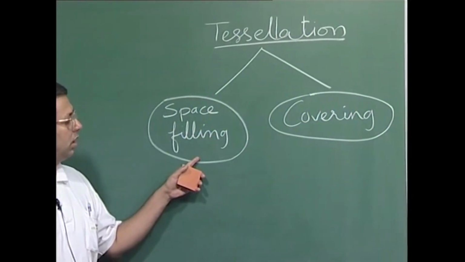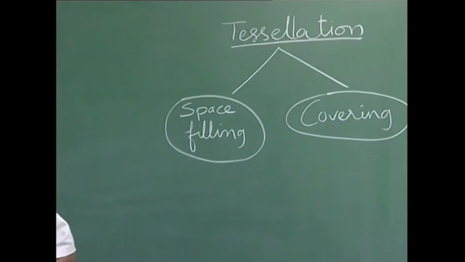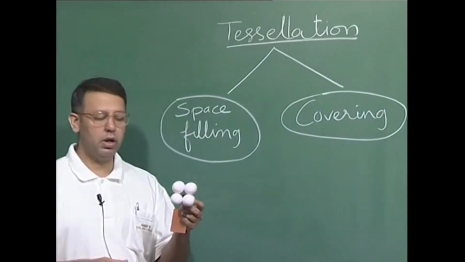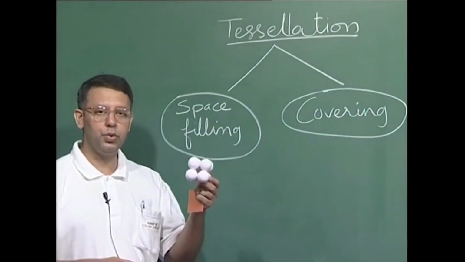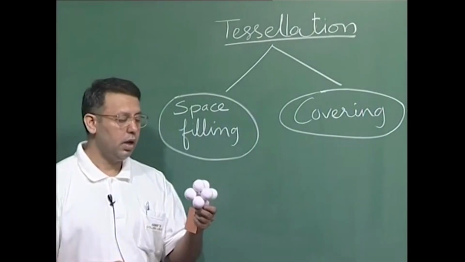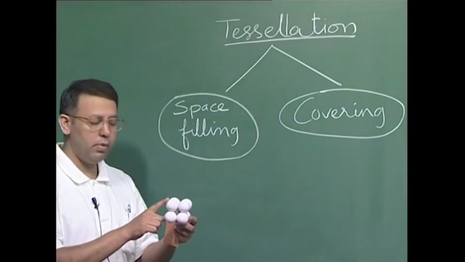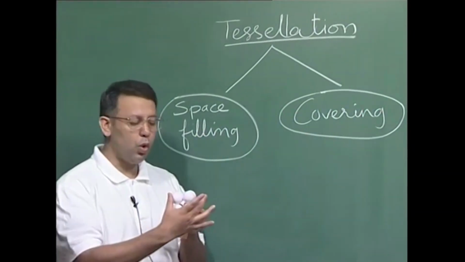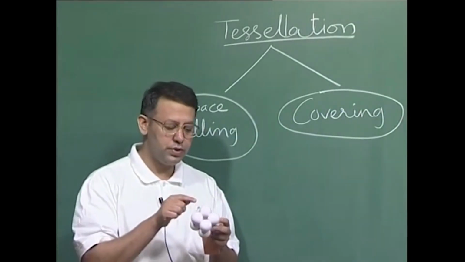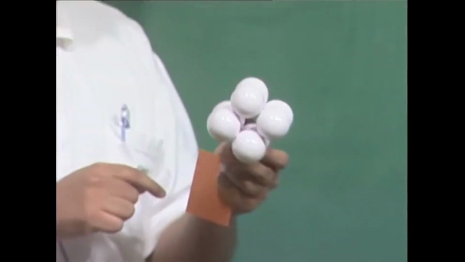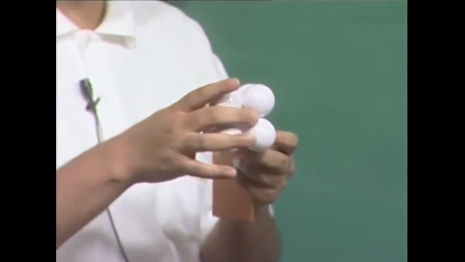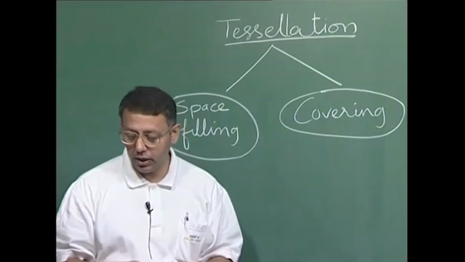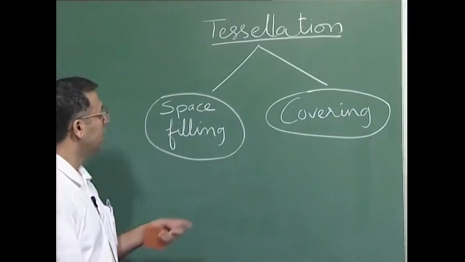In the space filling type, there is no overlap allowed, but gaps in space are allowed. To give an example, I have a model here. This is a space filling model in which spheres have been used to do a space filling tessellation. In this space filling problem, obviously you can see that there is no overlap between the balls, which are nothing but table tennis balls, but there are gaps left, which are nothing but the voids.